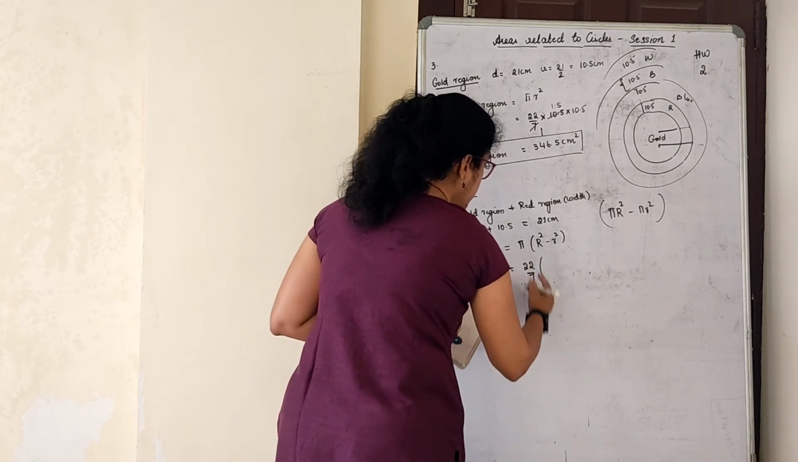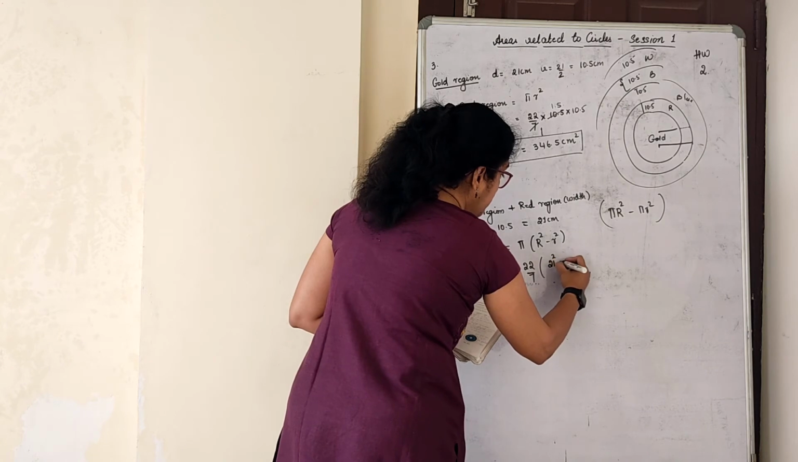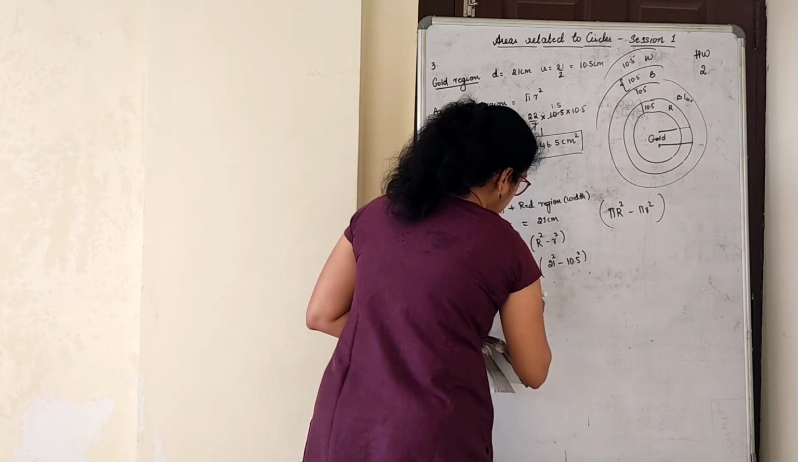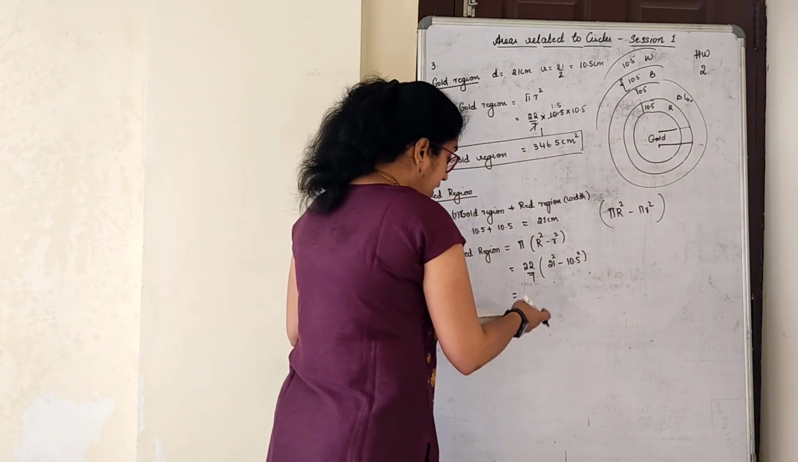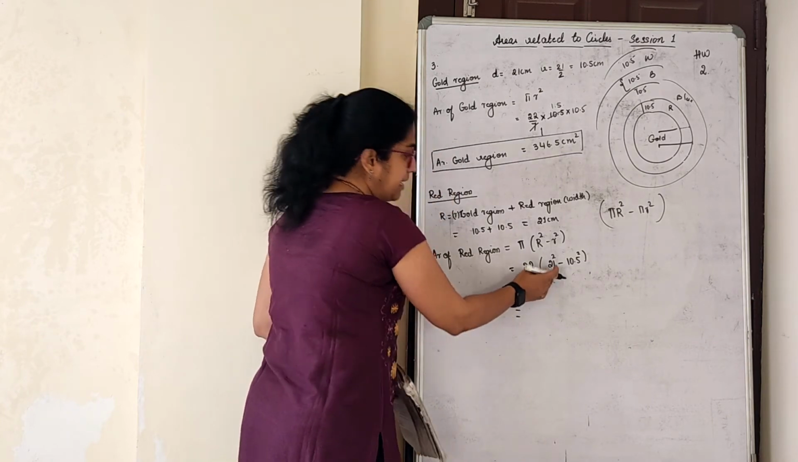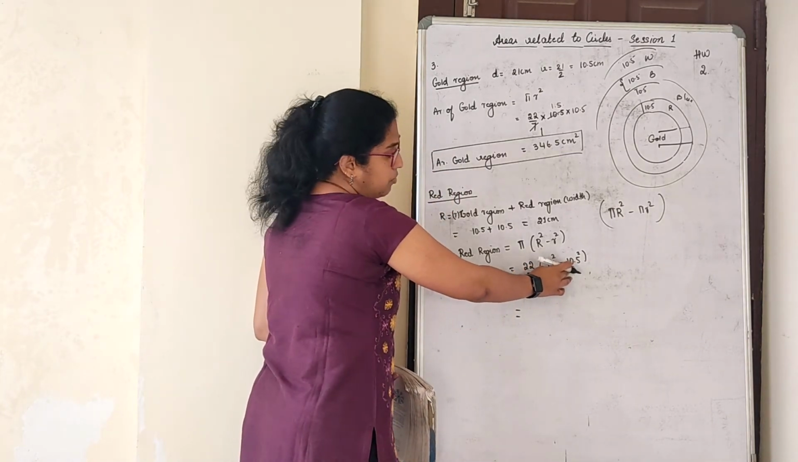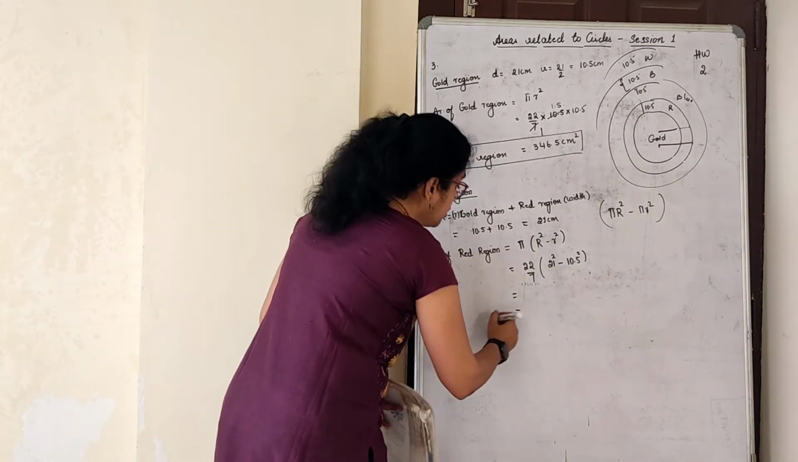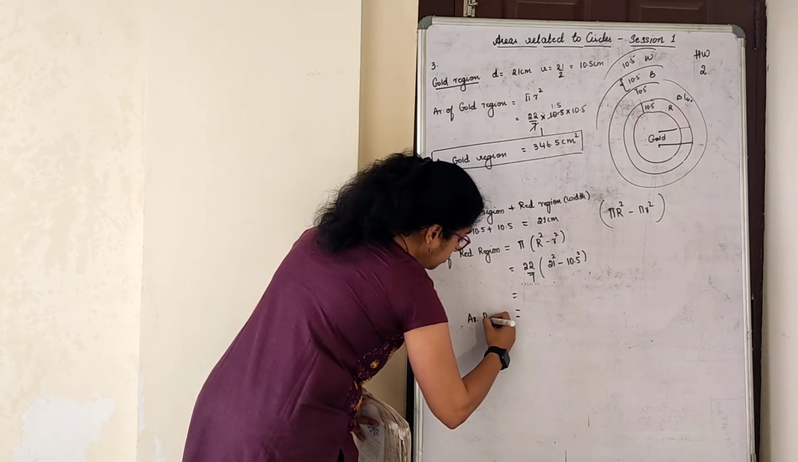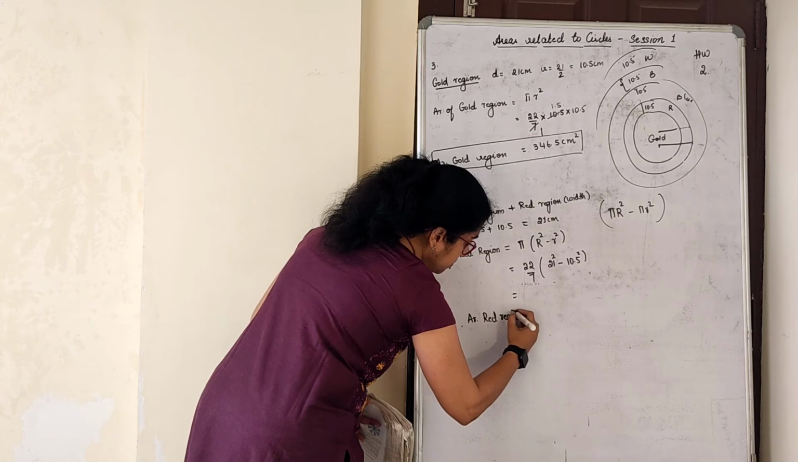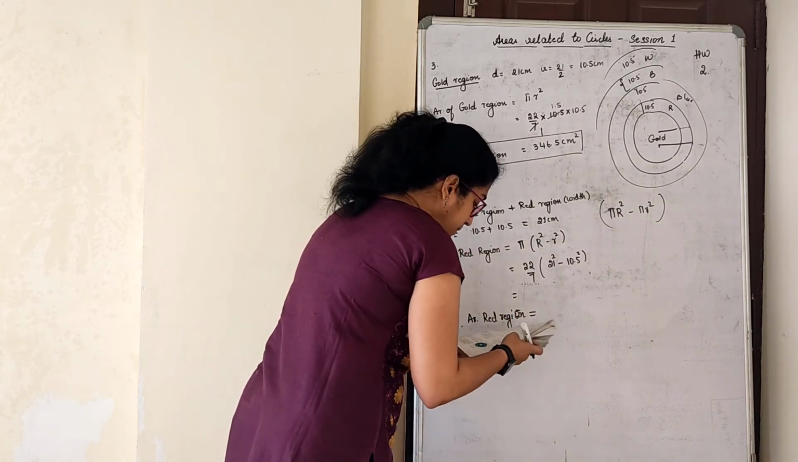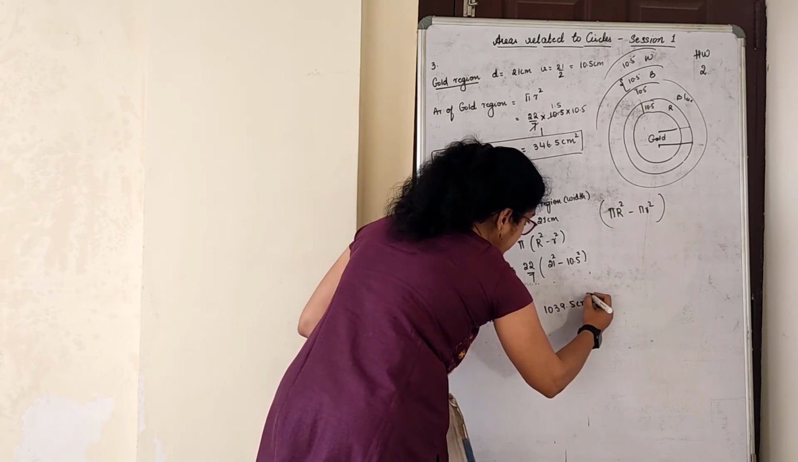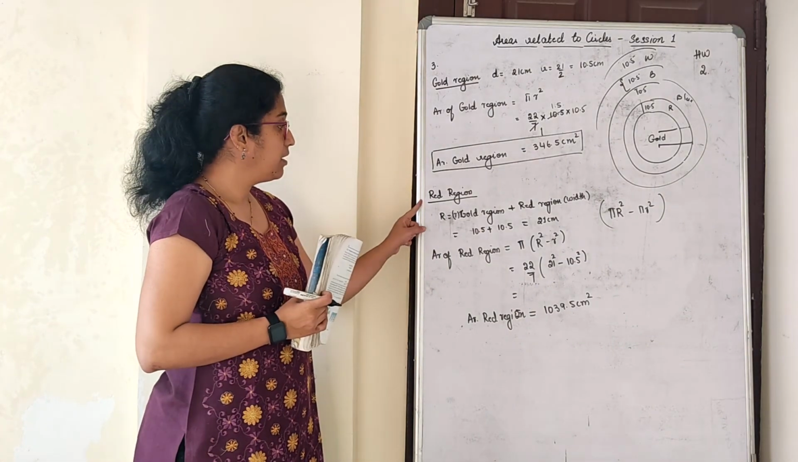Okay. So 22 by 7, what is the total radius? 21 square minus r square, which is 10.5 whole square. A bit of calculations, children, as I had told you. I am going to give you the final answer here. You find out 21 square minus 10.5 whole square, subtract, multiply by 22 by 7 and get the answer. So the area of the red region will be 1039.5 centimeter square. Okay. Red region is done.